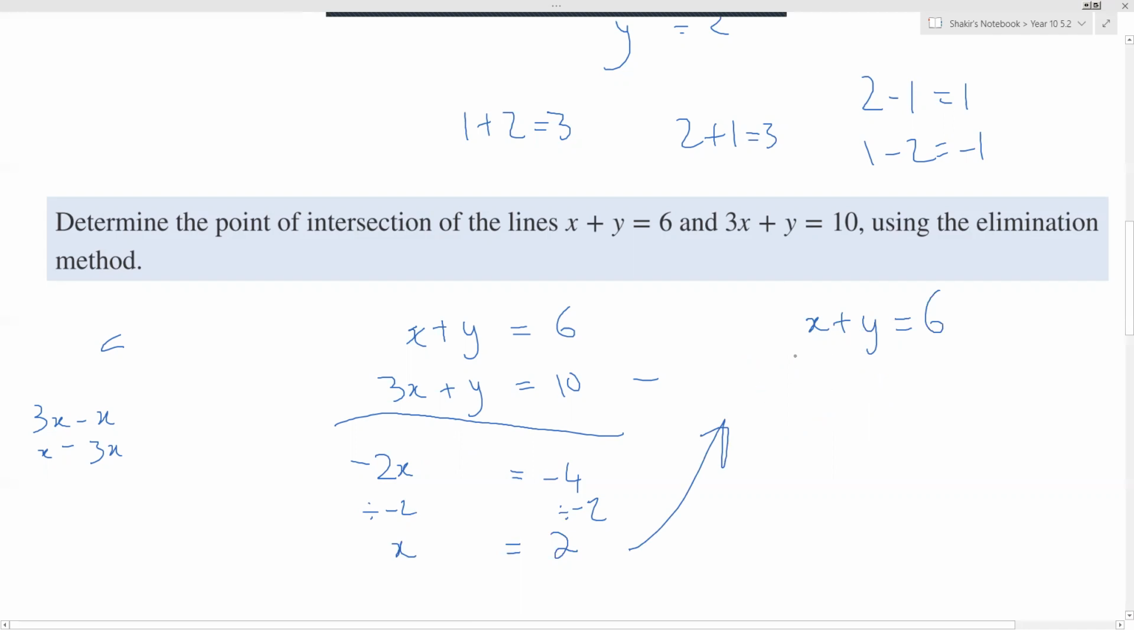Now I know x is 2, so I'm going to sub in 2 plus y equals 6. And then I'm going to subtract 2 from both sides, leaving me with y equals 4. So that's my solution.